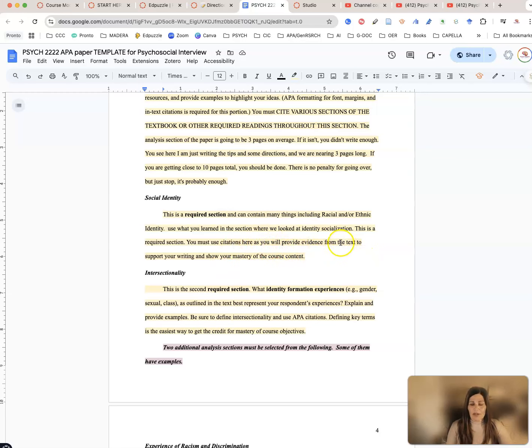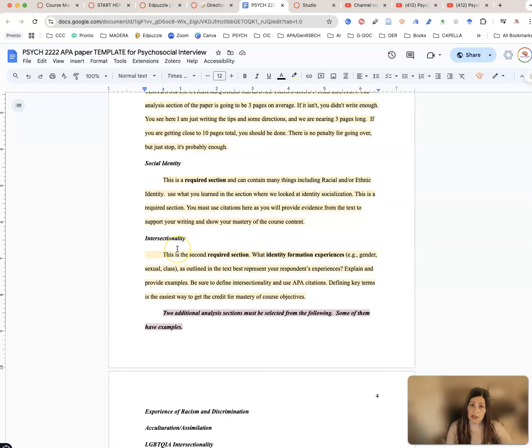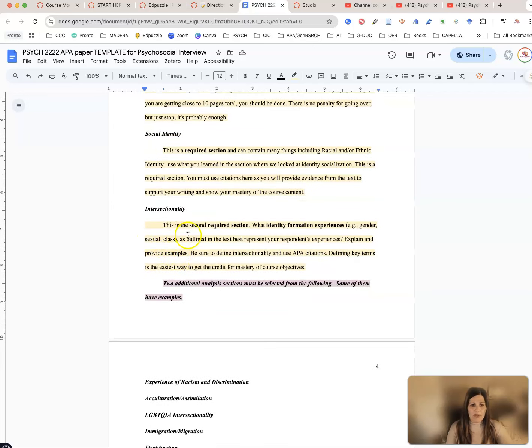Okay, citations from the textbook here. Next one, intersectionality, another topic we covered in Edpuzzles and in the readings in several different chapters. So you're going to choose what intersections you discuss. Based on the person's experience, explain and provide examples. Be sure to define intersectionality and cite it.